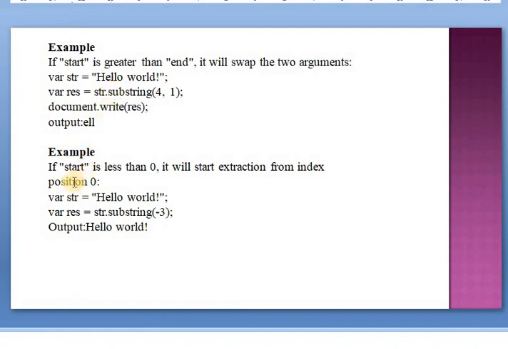In the next example, if start is less than 0, it starts the extraction from index position 0. It extracts from the 0th position up to the end of the characters. Here -3 is less than 0, so it returns Hello World as a result.